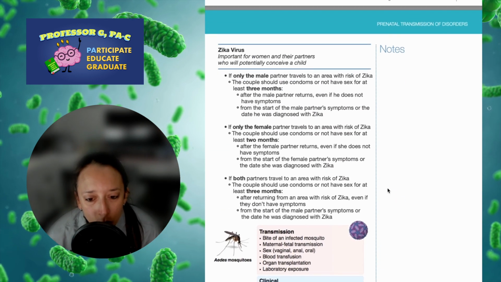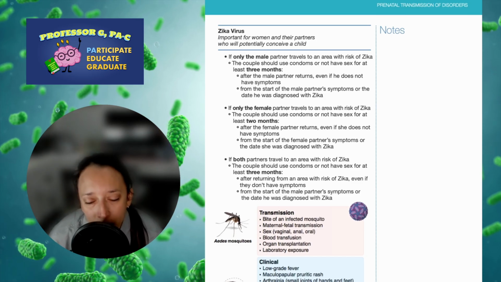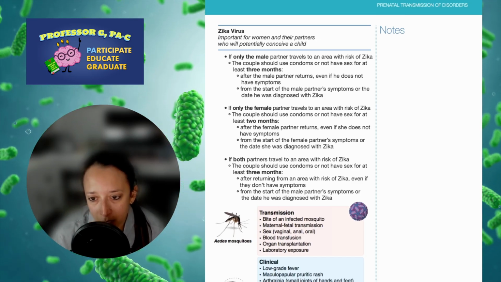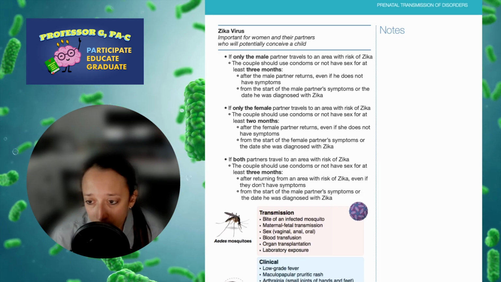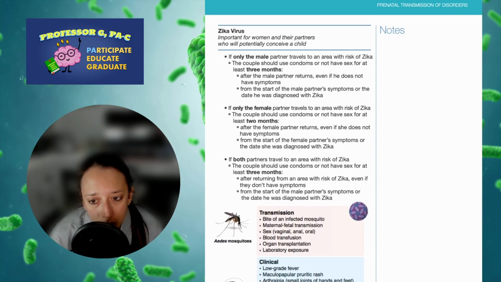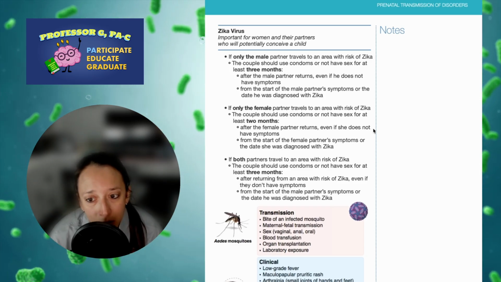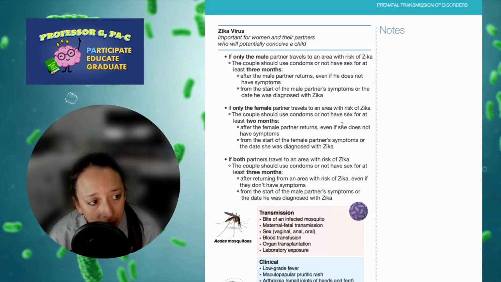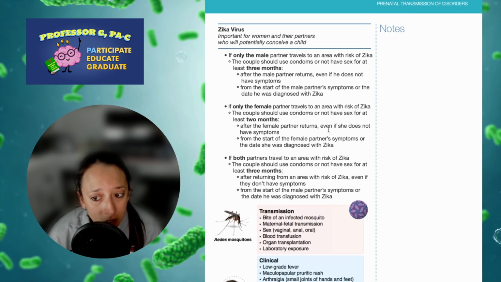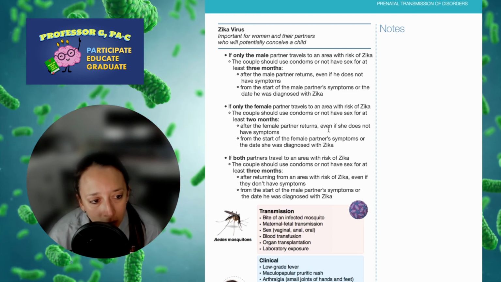Moving on to Zika virus. There was an outbreak about a decade or two ago. This is an important virus that's transmitted via the Aedes mosquitoes, and it can also spread through sexual contact. The major concern here is congenital Zika syndrome, which can cause microcephaly and severe neurologic deficits in infants born to infected mothers. For preventative counseling, if only the male partner travels to a Zika risk area, we want to avoid unprotected sex for at least 3 months after they return.